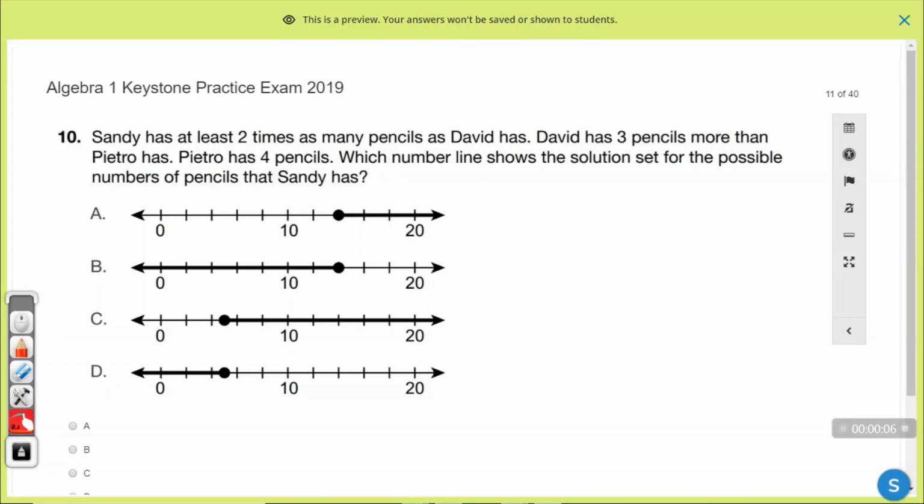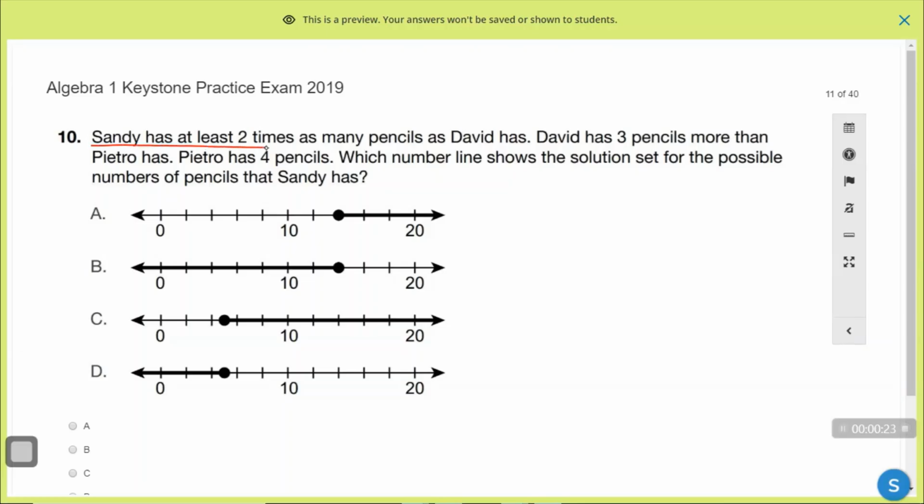Sandy has at least 2 times as many pencils as David has. David has 3 pencils more than Pietro, and Pietro has 4 pencils. Which number line shows the solution set for the possible number of pencils that Sandy has? Well, let's work through all of this together here. I'm just going to break down each sentence.